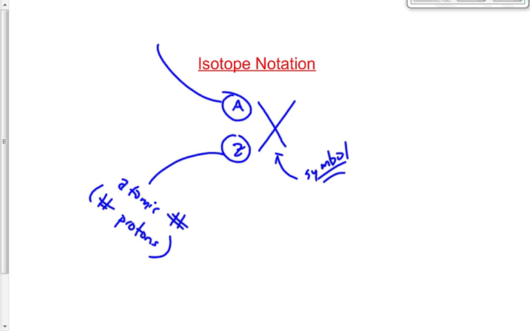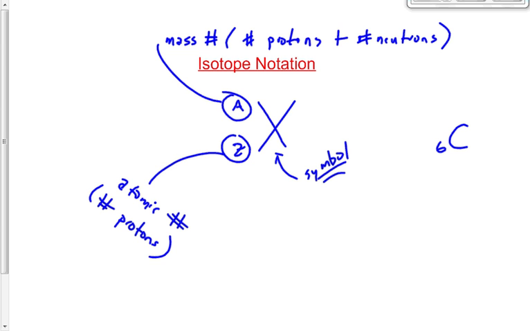A, this is what we call the mass number. It's the number of protons plus the number of neutrons. This number can change, but yet keep the element the same. So for instance, carbon, which I said always has 6 protons, sometimes has 6 neutrons, giving me a mass number of 12. Sometimes carbon has 7 neutrons, giving me a mass number of 13. Sometimes carbon has 8 neutrons, which gives me a mass number of 14. Different mass number, always the same atomic number, always the same number of protons.